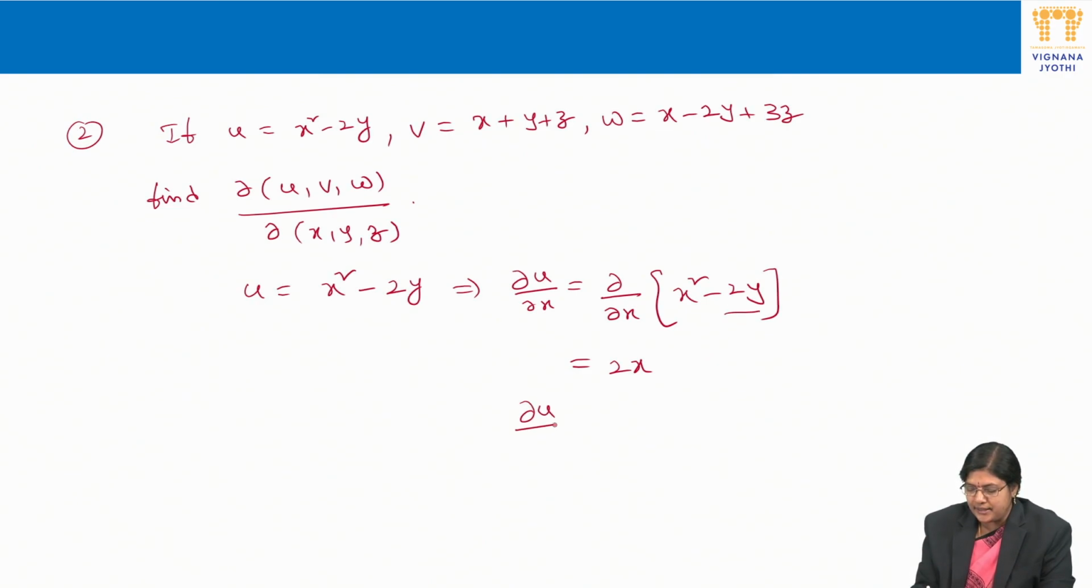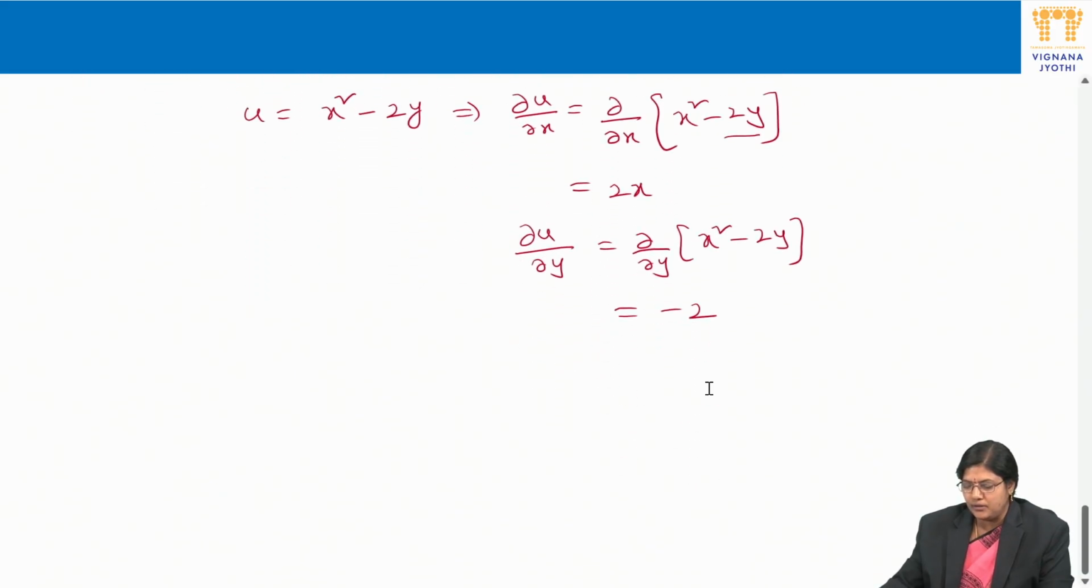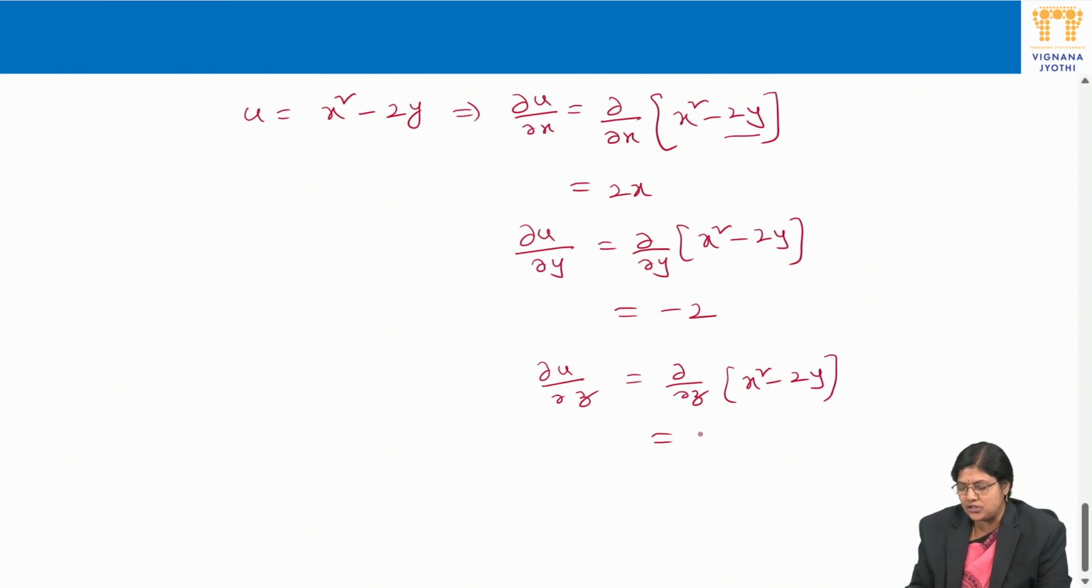Next, dou u by dou y is equal to dou by dou y of u, which is x square minus 2y. Differentiation of x square with respect to y is 0. Differentiation of minus 2y with respect to y is minus 2. Next, dou u by dou z. Dou by dou z of x square minus 2y: the derivative of x square with respect to z is 0, and the derivative of minus 2y with respect to z is 0. Finally, you will get dou u by dou z is 0.